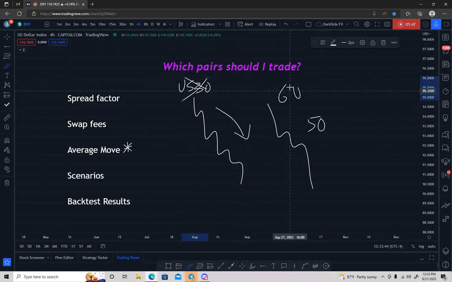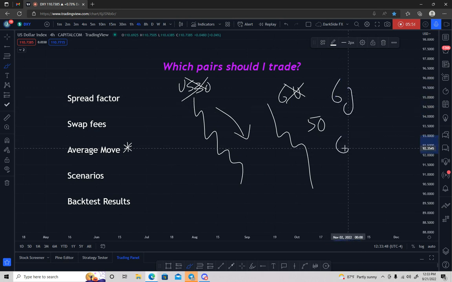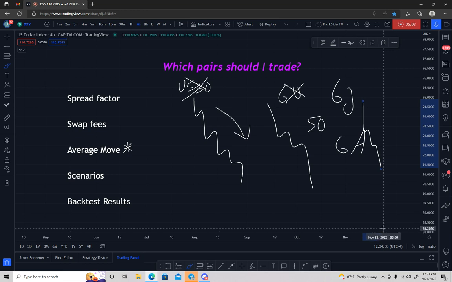So maybe not US 30, maybe not GU, maybe not GJ, because those and GA, those are the more volatile pairs. Those are the ones that have larger moves in an intraday perspective. They might move a lot more during London than, let's just say, AJ, for example. Aussie JPY might move a lot less.